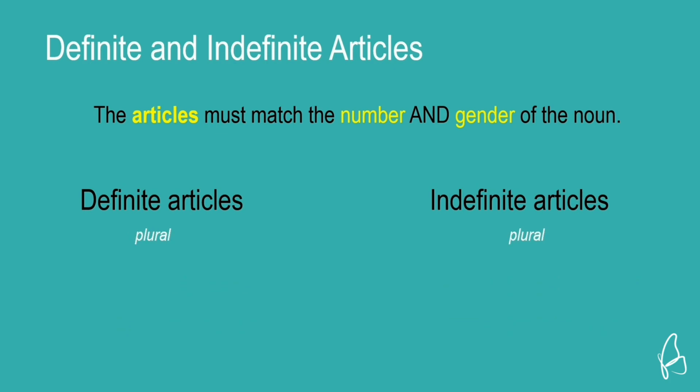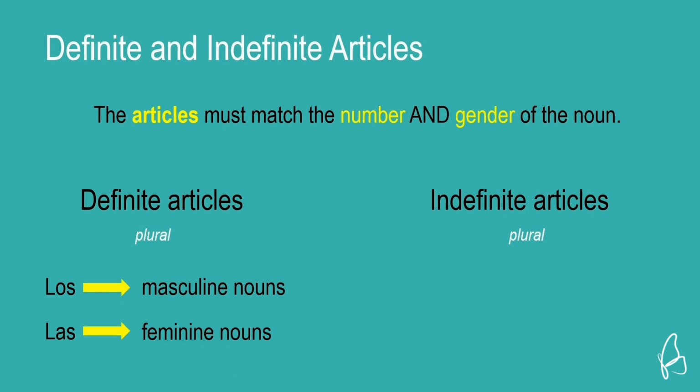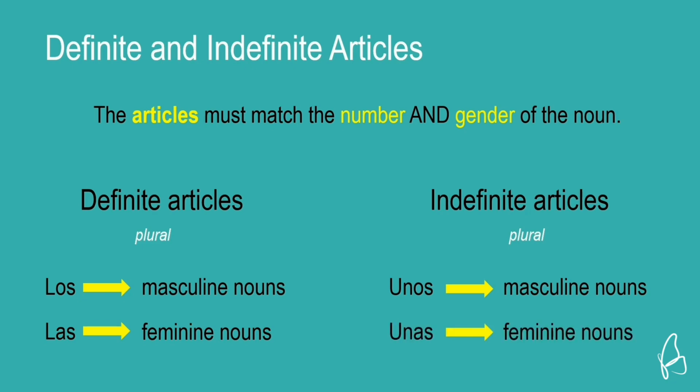In their plural forms, we will look at pluralization of nouns in just a second, the definite articles change to los for masculine nouns and las for feminine nouns. And the indefinite articles change to unos for masculine nouns and unas for feminine nouns.